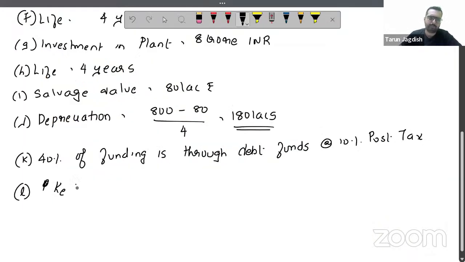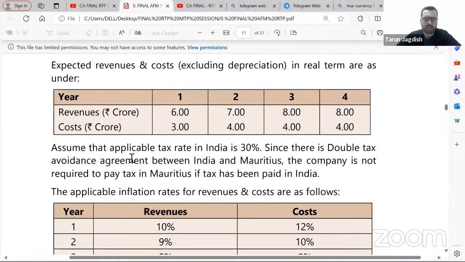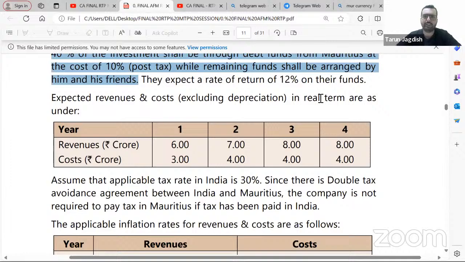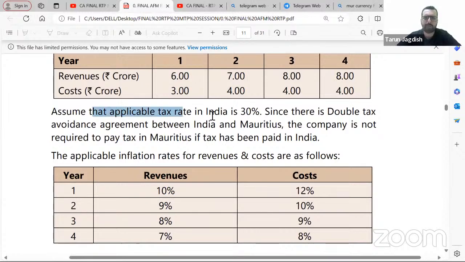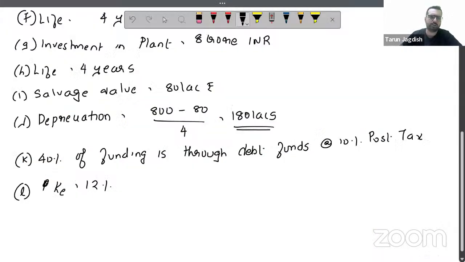ROE or the expected returns over there is 12%. Now they have given you the revenue and cost in real terms. So friends, we have to convert this revenue and cost into money terms. Assume that the applicable tax rate in India is 30%.